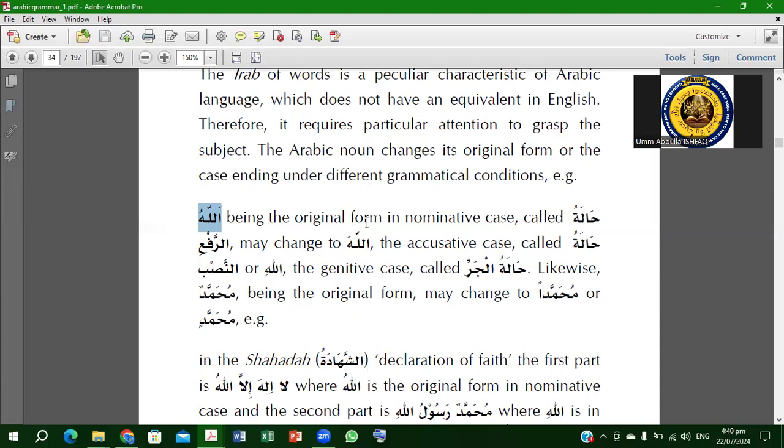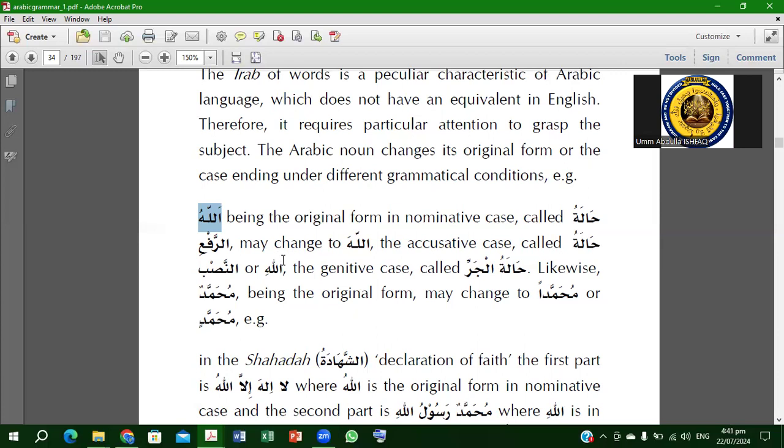Dhamma in the end is the genuine or original form. If you say a word in Arabic without any status, I mean without any grammatical structure, or without putting it in a sentence, you will say it in the form of dhamma. This is the original form. We call it the original form. This word being the original form in nominative case is called halatul rafa, the status of rafa, right? You are familiar with it.